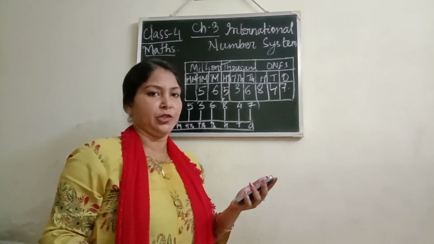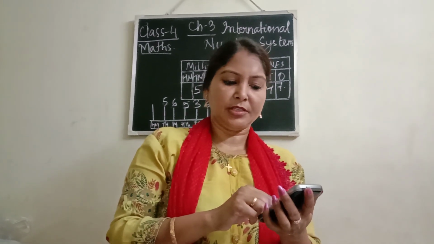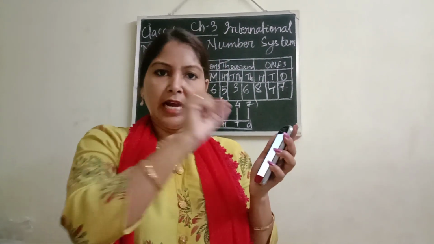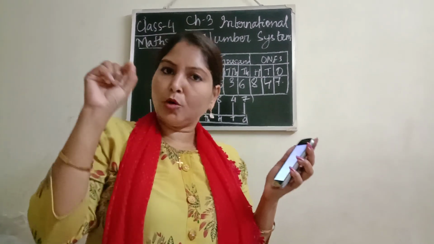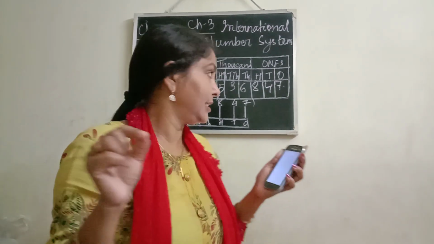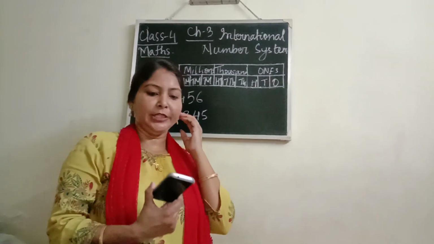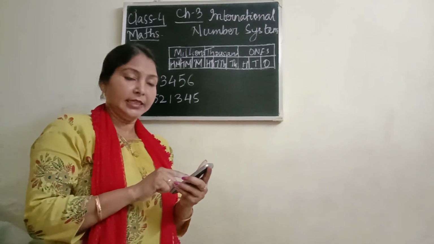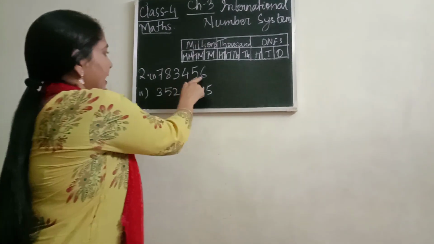Now you see the next question. The next question is, write each of the following numbers in the international system and write their number names. Here you see the numbers are written without commas. First of all, you will put commas in order to separate the periods. You can see here, question number 2, the numbers are written in this way.